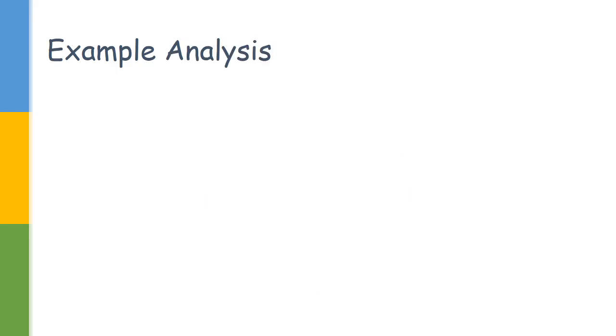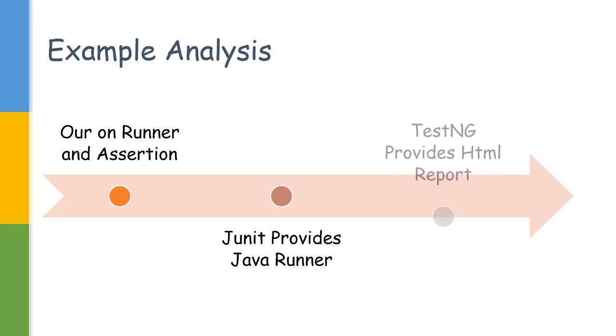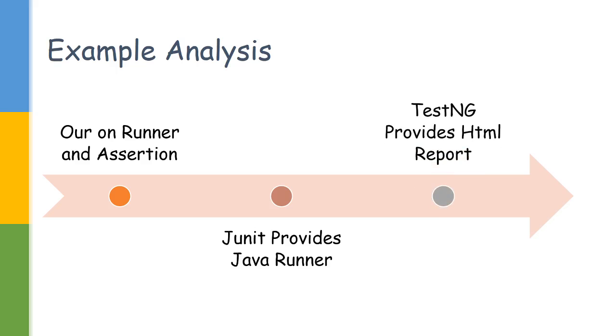Now let us go back and analyze one more time what we learned from the example. If you are writing without any framework, you will have to write your own runner and all your libraries like assertions. If you use JUnit, JUnit provides all of them, like the runner as a Java class. And if you are using TestNG, it even provides an HTML report at the end of the execution.